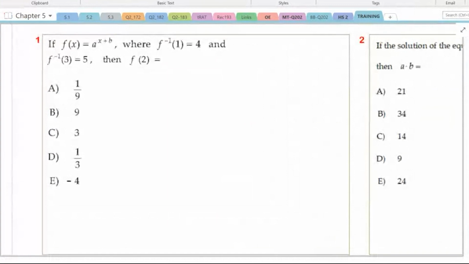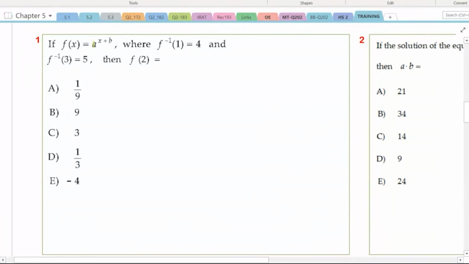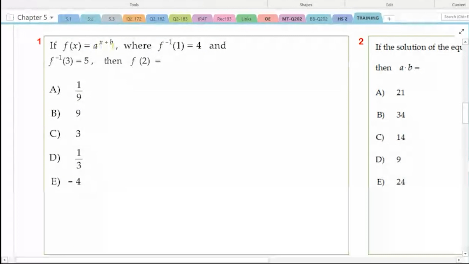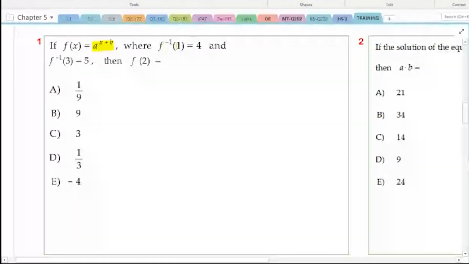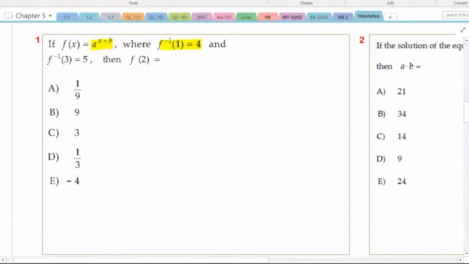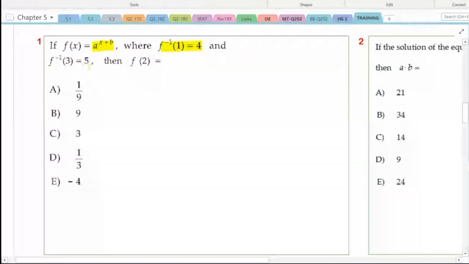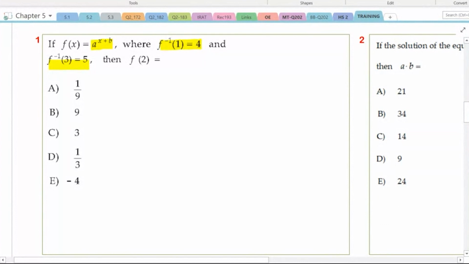Now let us see here. The question says, if we are given f of x to be equal to a to the power of x plus b, where f inverse of 1 is equal to 4 and f inverse of 3 is equal to 5, then what is going to be f of 2?